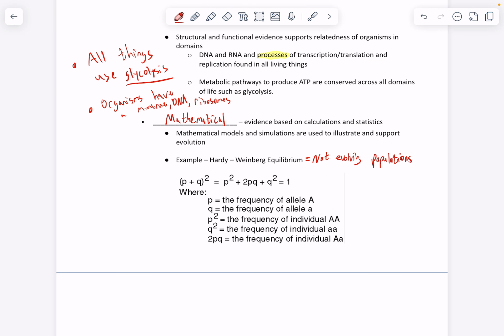So those are the 7 or 8 broad evidences of evolution, and I hope that was helpful.